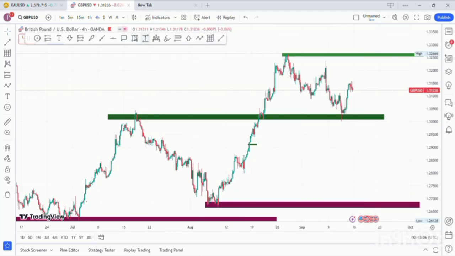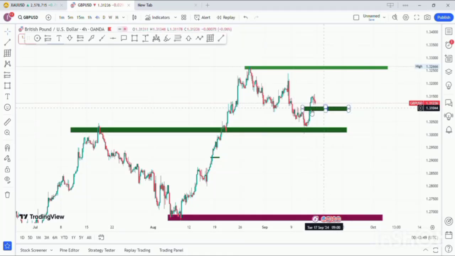So we are going to mark out a few zones on the 4 hours time frame. We can consider this zone right here a previous high, previous resistance, of which price has broken out from on the 4 hours time frame.